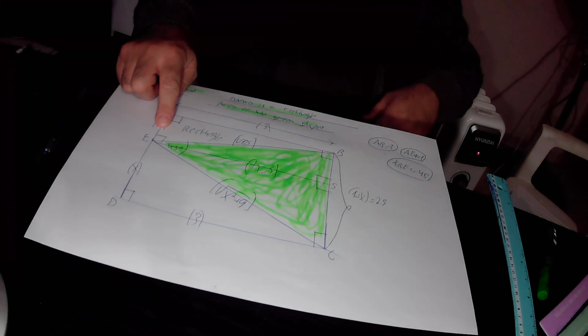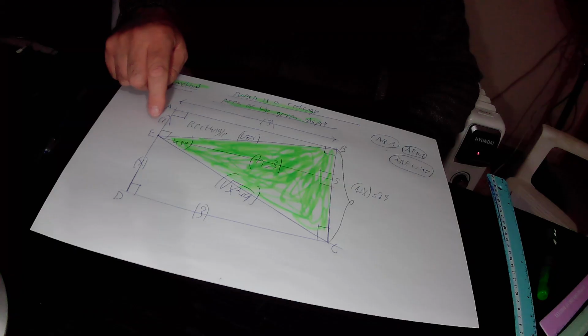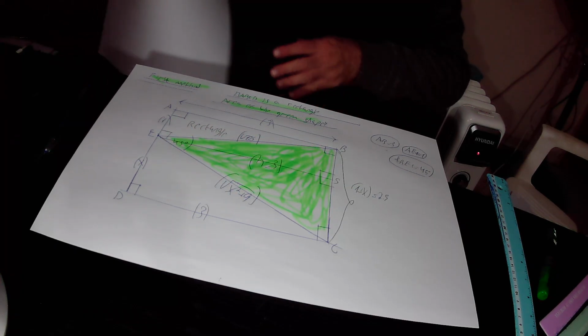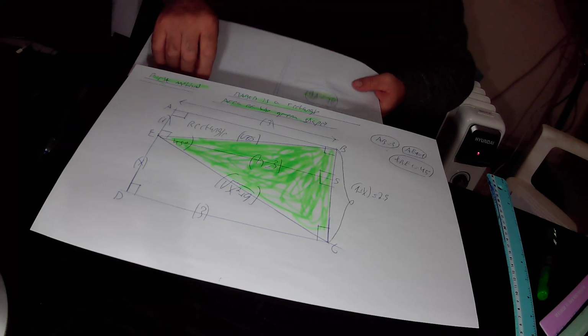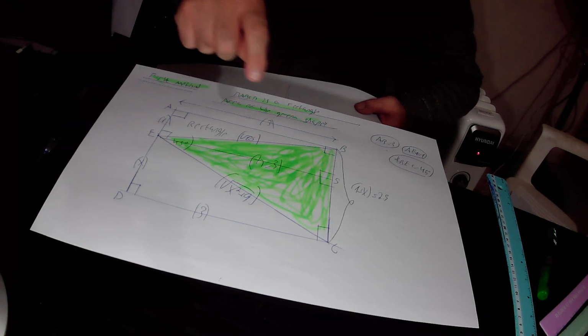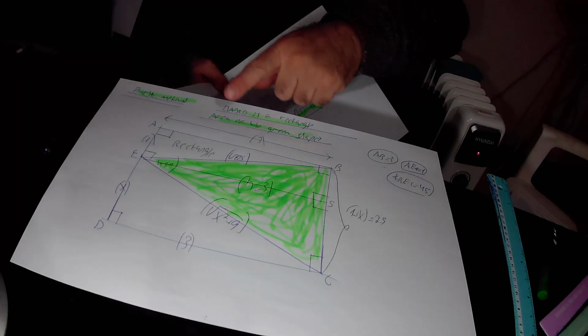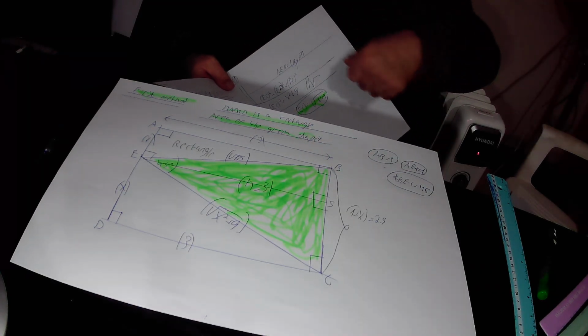In the next step, we apply the Pythagoras theorem on this right triangle EDC. In the right triangle EDC, according to the Pythagoras theorem, EC squared, the square of the hypotenuse, equals ED squared plus DC squared. EC is the missing hypotenuse, so we leave it as it is.